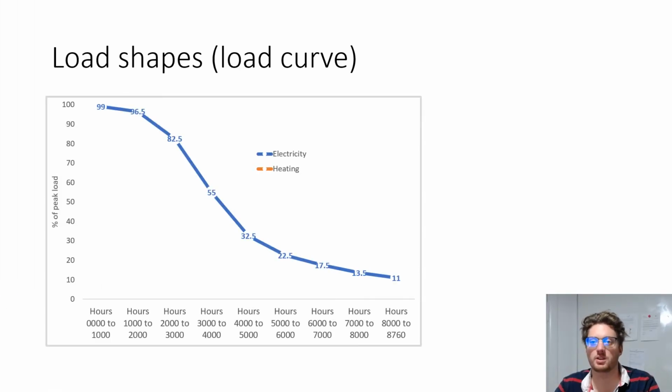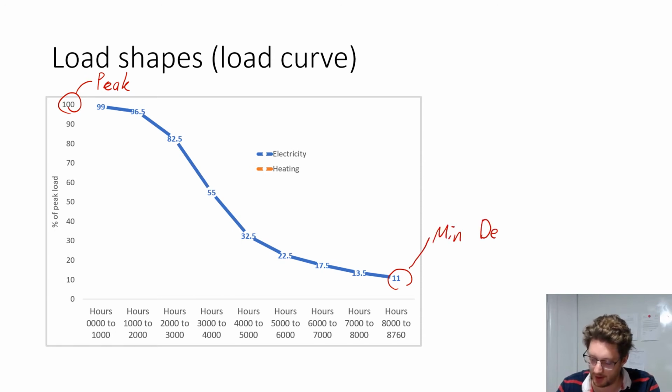For now, we're just going to take a look at the load shapes in a load curve form. In this case, we are going from the peak, which is the 100. That's the peak capacity of demand, in this case in electricity, for the blue. Here in the first hour, it is sorted by highest to lowest. So that means in the last hour, this is the minimal demand capacity that is needed.